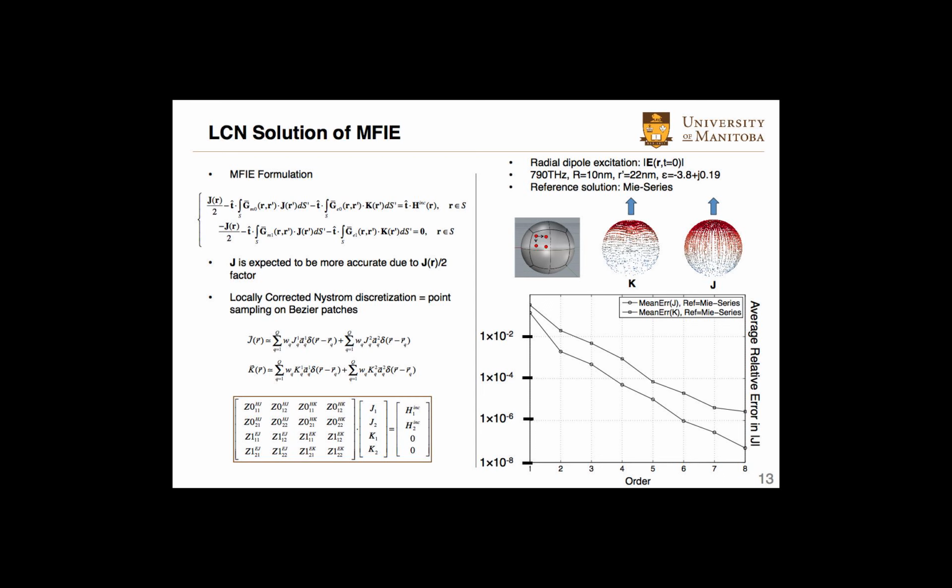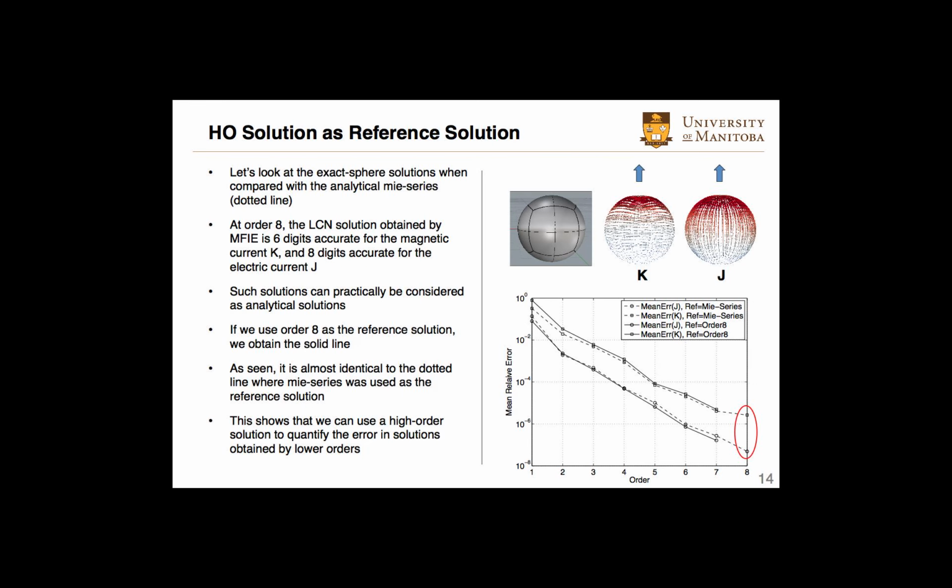And here we can also have MFIE formulated, and still higher order convergence can be achieved. By combining them, you could of course get the combined field integral equation. Now here, if we use the Mie series, you will have these dotted lines as we had before, but these solid lines are created where the reference solution is the order 8 solution, and you can see that the error curve is almost identical to the one that we had with the analytical solution.